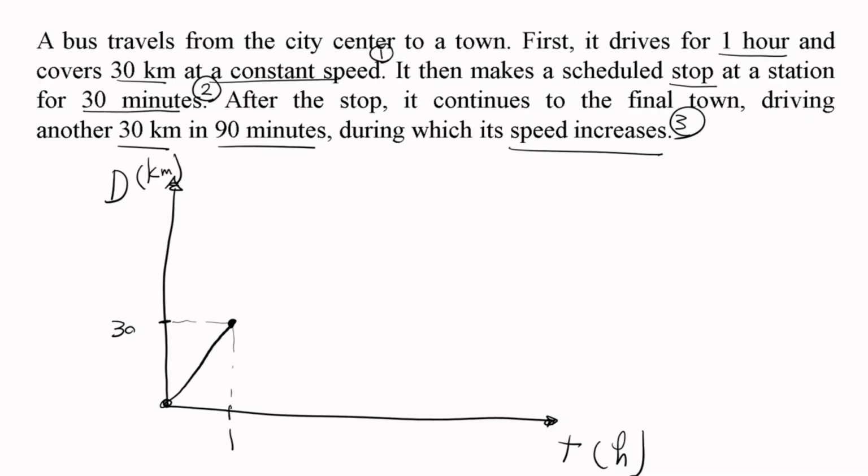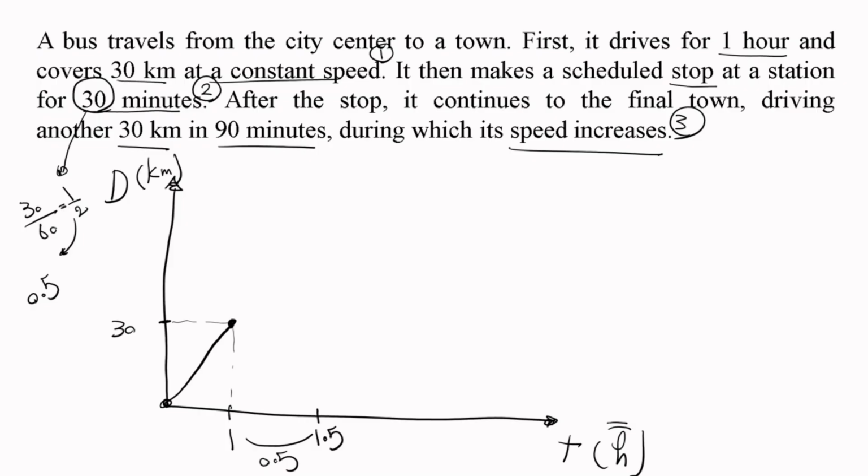After that, it's going to stop for 30 minutes, right? Here I have 30 minutes, but as you can see, the unit of time on this axis is hour. So what am I supposed to do? I must convert these 30 minutes to hours. It's really simple. 30 over 60 is going to be 1 over 2, or half. So I'm going to add 0.5 and I'm going to have 1.5.